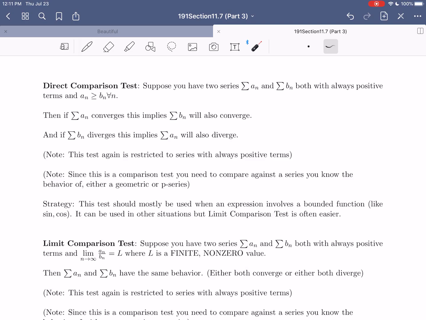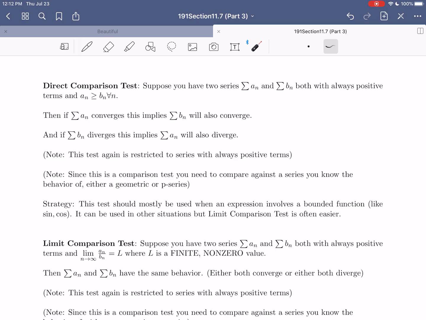Direct comparison test, again, is very useful to prove theoretical results, but it's not particularly useful when actually just trying to handle something computationally because you actually have to show that direct inequality there. A lot of times this is used when your expression involves a bounded function. That is one of the times that it is very useful. So if you see things like sine or cos or arctangent, any of those bounded functions, you can use direct comparison test to basically say that those bounded functions act just like finite values.